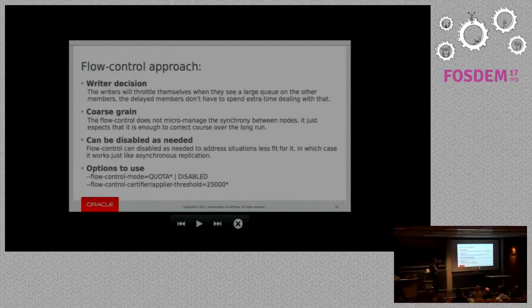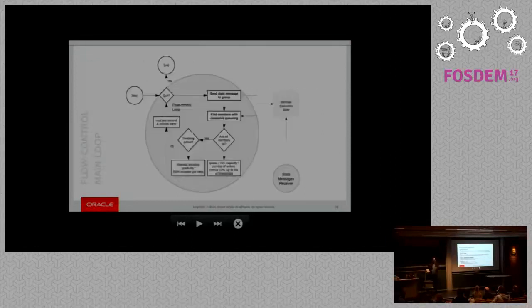On this side, we wanted it to be the writer that decides. Instead of sending a lot of messages to the server saying I'm delayed, we just have each node send one message per second, saying: this is my queue, this is my applier queue, this is my certifier queue, this is the number of transactions I tried to execute in the last period, this is the number of transactions I have successfully applied, and so on. Then everyone listening on the network knows the state of all members.